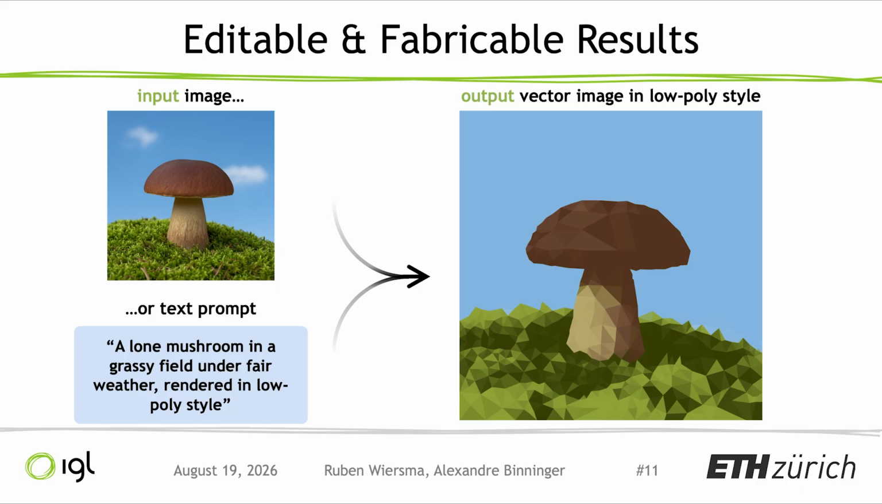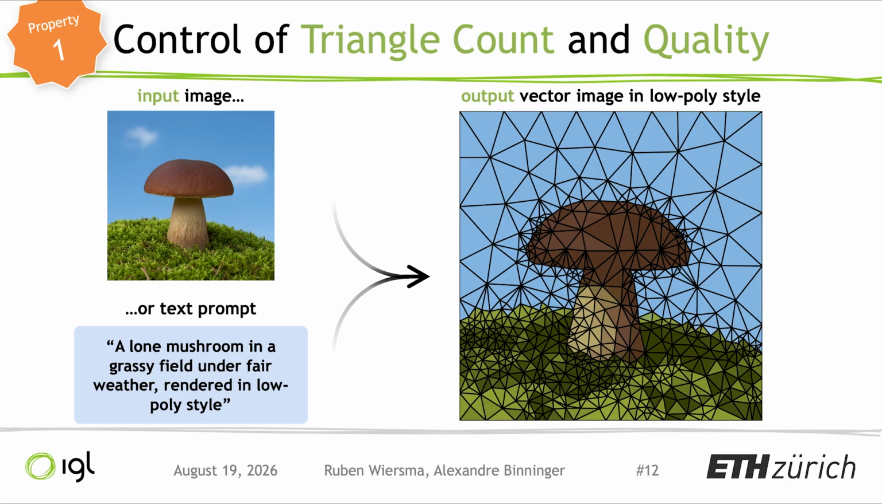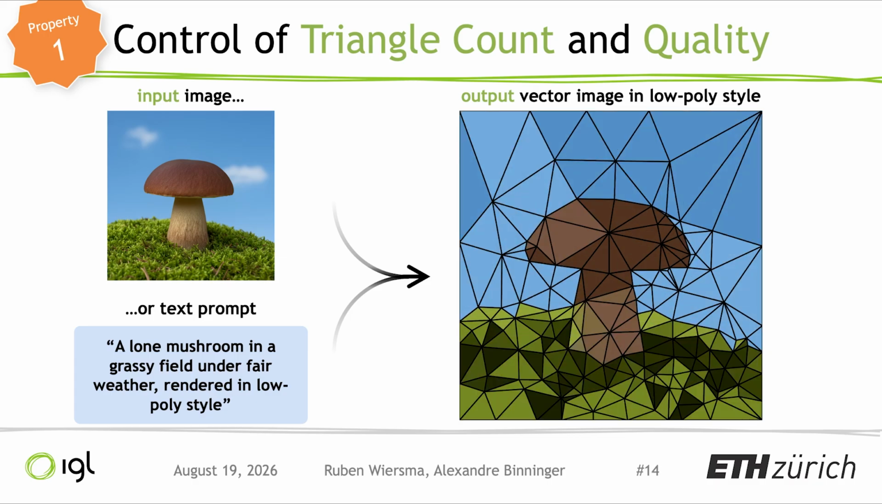Now, in both the digital and the fabrication setting, we find the following properties to be important. First, we want control of the triangulation count and quality. The count determines the level of abstraction, and the quality can have an effect both on the aesthetics and the fabricability. For example, small triangles with sharp angles will easily chip off and get damaged when fabricated.